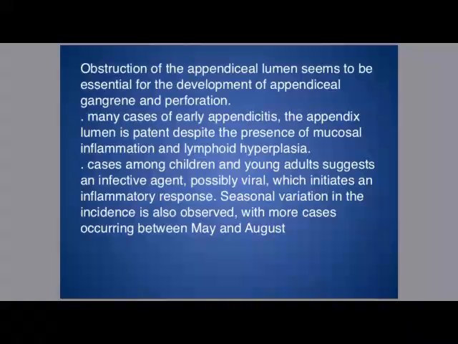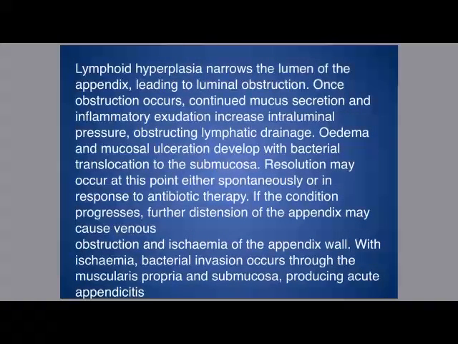In many cases of early appendicitis, the appendix lumen is patent despite the presence of mucosal inflammation and lymphoid hyperplasia. Cases among children and young adults suggest an infective agent, especially viral in origin, which initiates the inflammatory response. Recurrent inflammatory response of viral origin is responsible for the formation of the subsequent stricture and obstruction, usually culminating in a full picture of obstructive appendicitis. Lymphoid hyperplasia narrows the lumen of the appendix, leading to luminal obstruction and subsequent appendicitis.